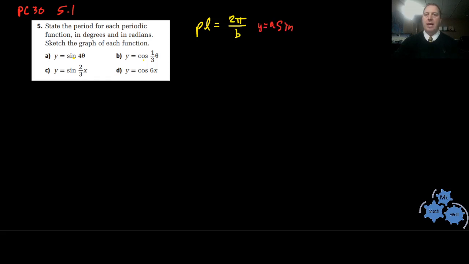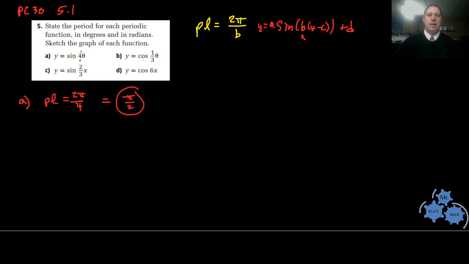Y equals a sine b x minus c plus d, right? So here's the b value. And that is the one that indicates whether we have a period length that is greater than 2 pi or less than 2 pi. Because when b is 1, the period length for sine and cos is 2 pi. So the period length here depends upon b. So if we're looking at a, y equals sine of 4 theta, b is 4. So the period length for a is 2 pi over 4, which is pi over 2.